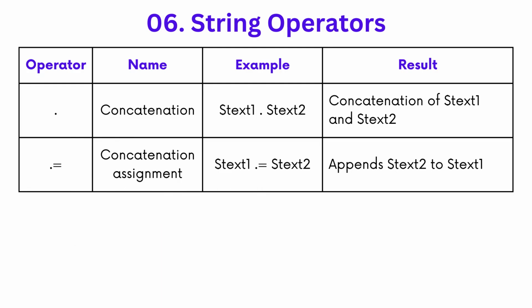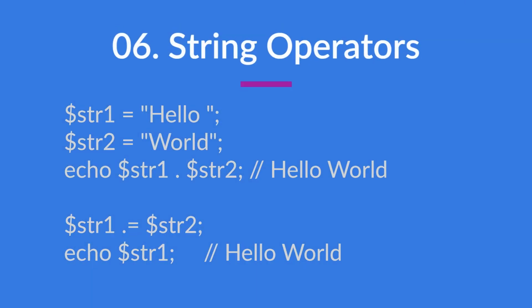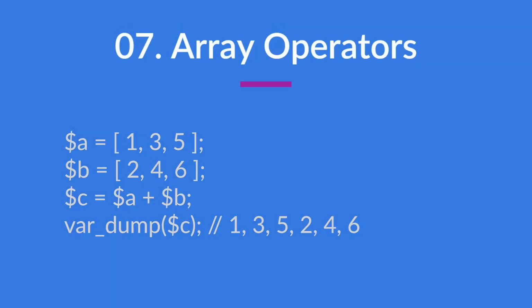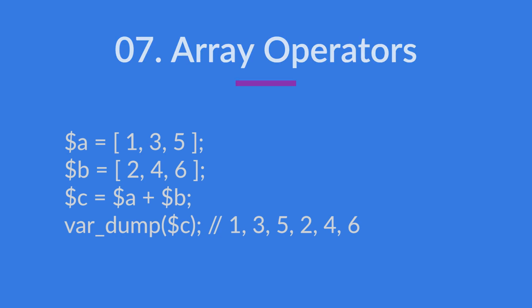6. String operators. The PHP string operators are used to join two or more strings. Here is how these are used. 7. Array operators. The PHP array operators are used to compare arrays. The right side array will be merged with the left side array using the plus operator. If there is any common key available on the right side array, then it will be discarded and the value of the left side array remains. Here is how these are used.